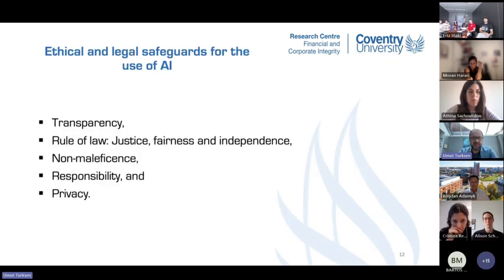These are some examples as these ethical and legal principles have developed in chronological order. And what has happened in the end is that once you analyze comparatively all these different standards, you come up with 5 key areas, which are transparency, rule of law, which covers justice, fairness, and independence, non-malfeasance, responsibility, and privacy. So I think it will become apparent in a minute how these were featured in more legalistic documents.